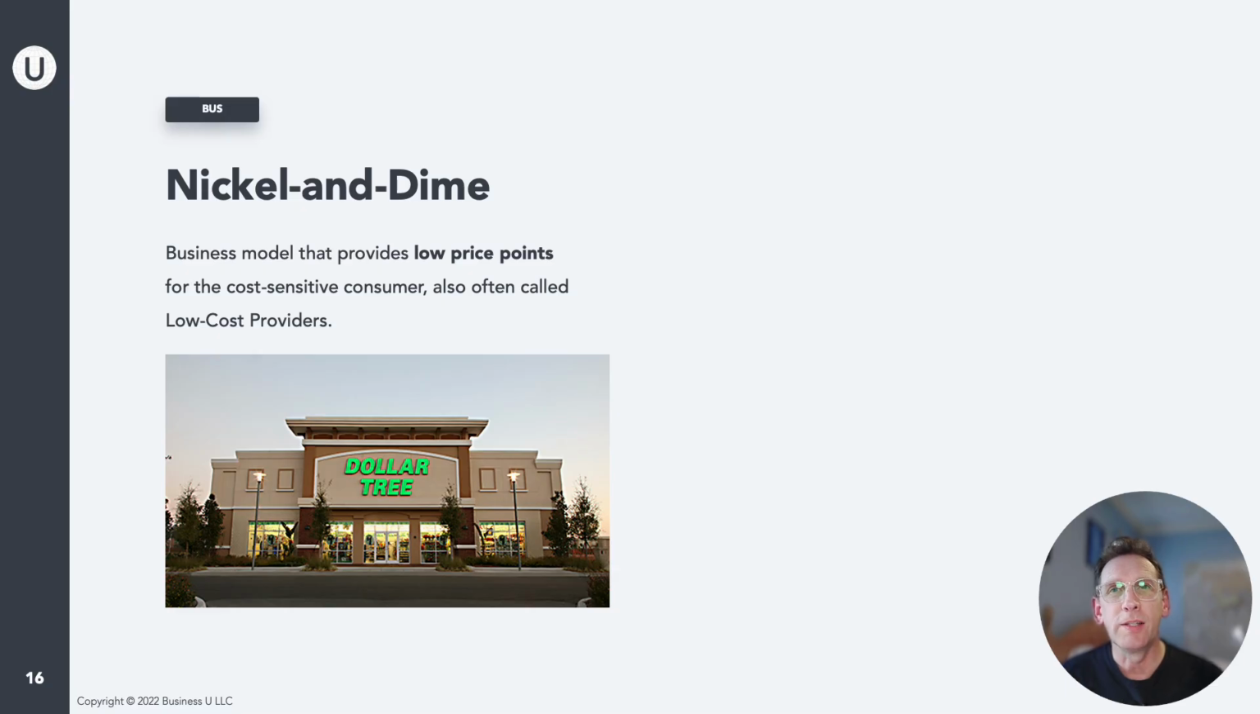There's a business model called nickel and dime. Now, these business models provide low price points for the cost-sensitive consumer, but they're also called low-cost providers. Dollar Tree is a good example of a nickel and dime business model.